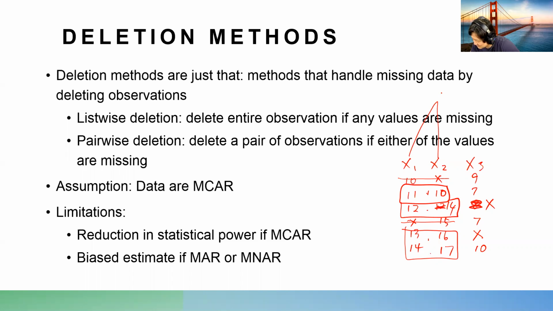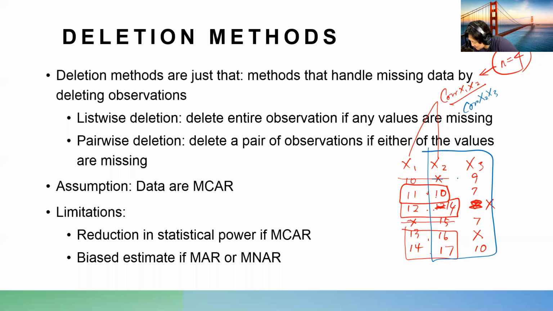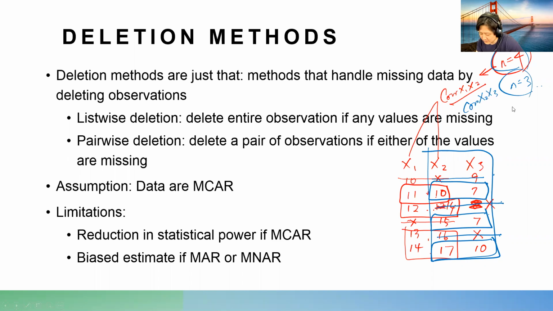This is the correlation of X1 and X2, and it is based on n equals 4 because we use only complete cases. What about the correlation of X2 and X3? This one is missing, so we are not using it, and this is missing, and this is missing. So 3 cases are removed, and we are using only these remaining ones. So this correlation is based on these 3 cases. This is pairwise deletion. This is the typical method for correlation to deal with missing data, so you may have different sample sizes for each correlation.